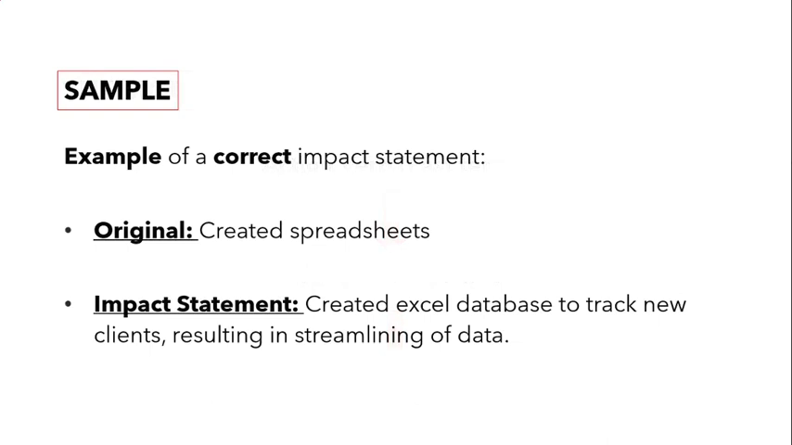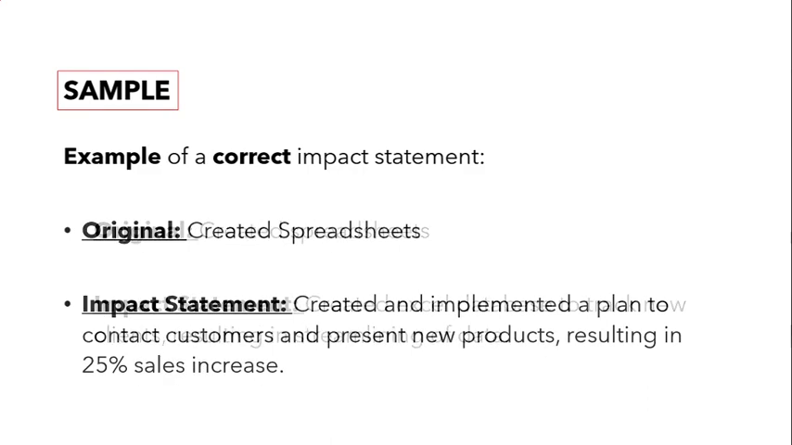An example of a correct impact statement would be, let's say you created spreadsheets for a job. Your impact statement could be, created Excel database to track new clients, resulting in streamlining of data. Another example for this same scenario of creating spreadsheets could be, created and implemented a plan to contact customers and present new products, resulting in 25% sales increase.